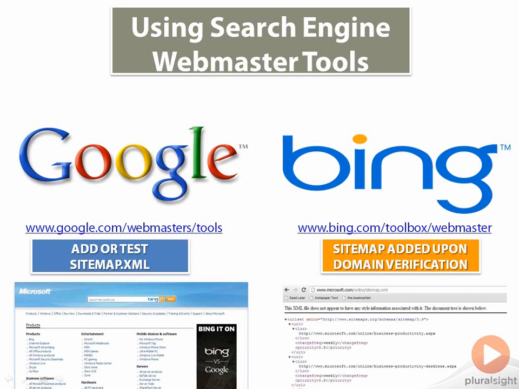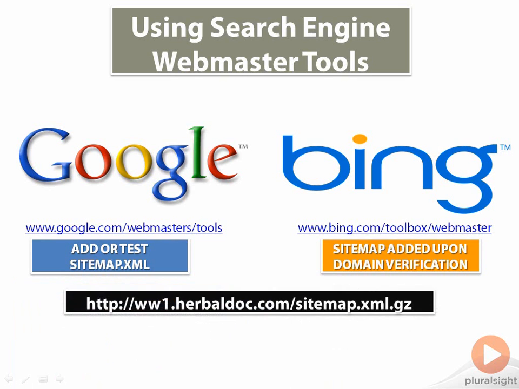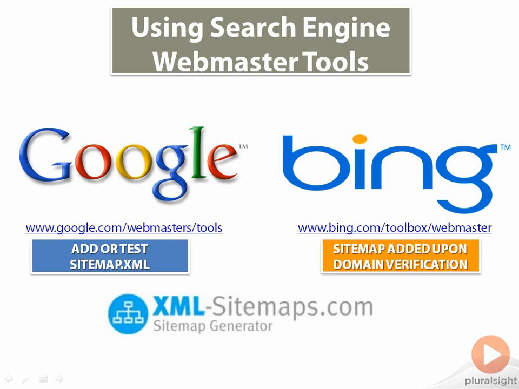To add an XML sitemap to Google, you must go to the Optimization tab in the Webmaster tools and select the sitemap option. Bing, on the other hand, asks for your XML sitemap when you're verifying your domain. An easy way to find a sitemap is to look at the root of your domain. For example, here is HerbalDoc's sitemap. Once you locate your sitemap, you will add the URL to the Webmaster tool. If you do not have an XML sitemap, there are plenty of XML generators online. One that I recommend is XMLSitemaps.com. Adding an XML sitemap will help the search engines find you.